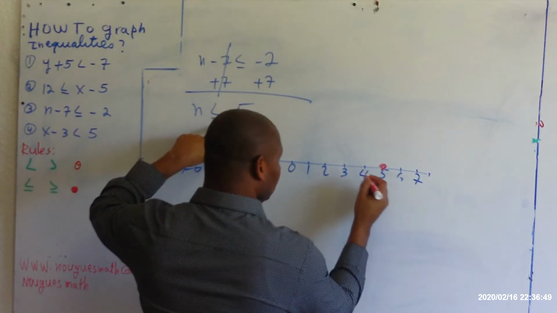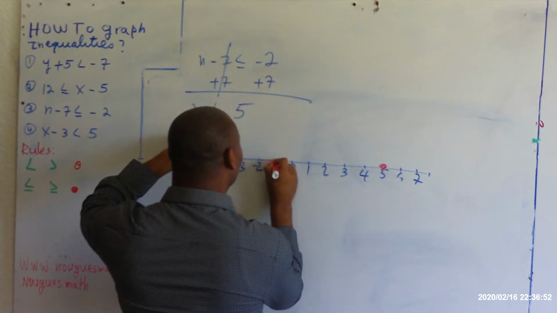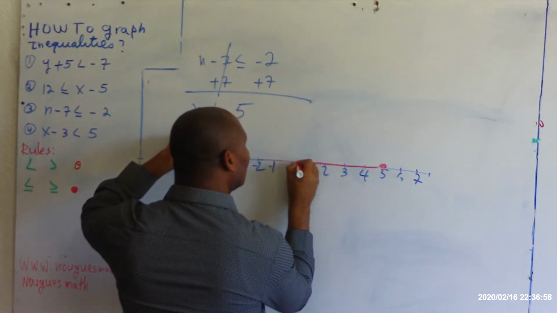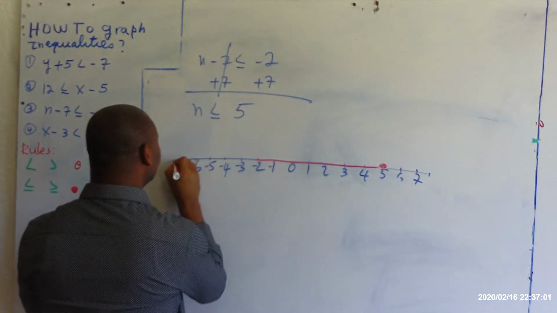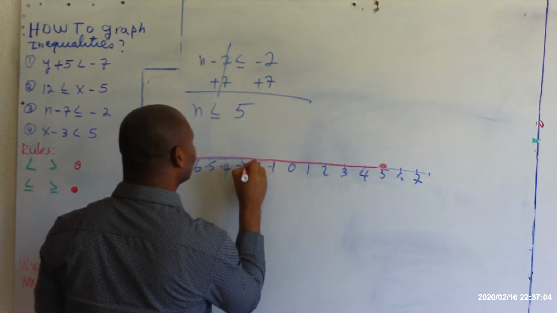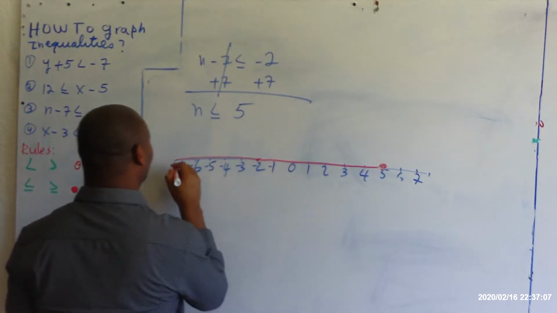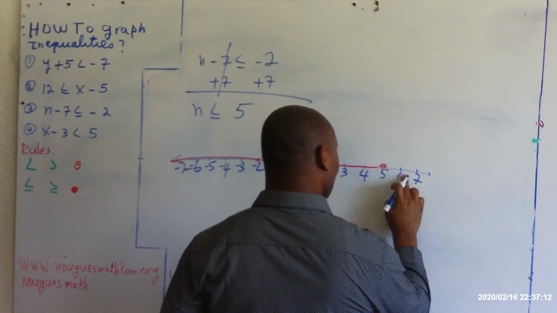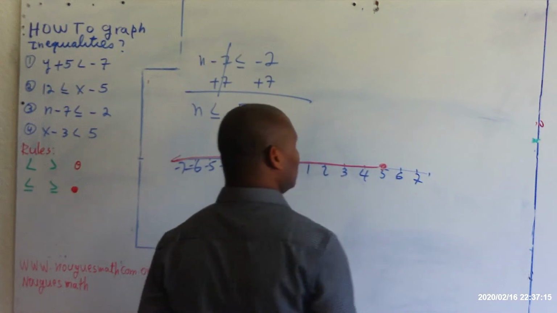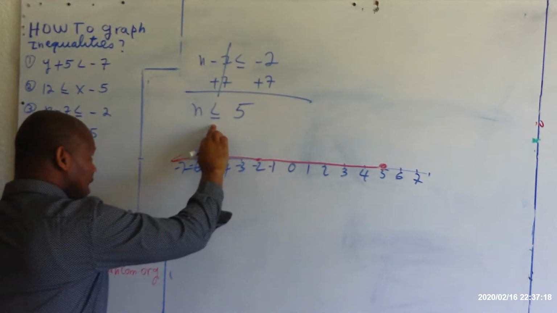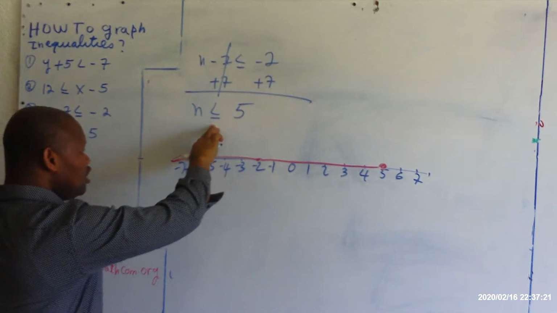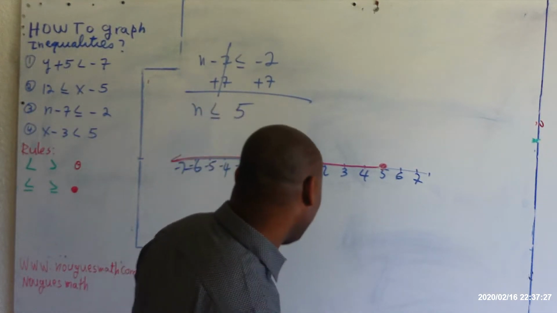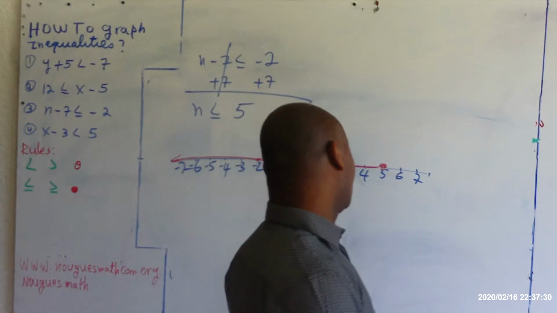Here you go. Very nice. Because we have less than or equal, that's a closed circle, and less means go to the left. We go to the left. So n less than or equal to 5. This is the 5. Alright, so let's do the last one.